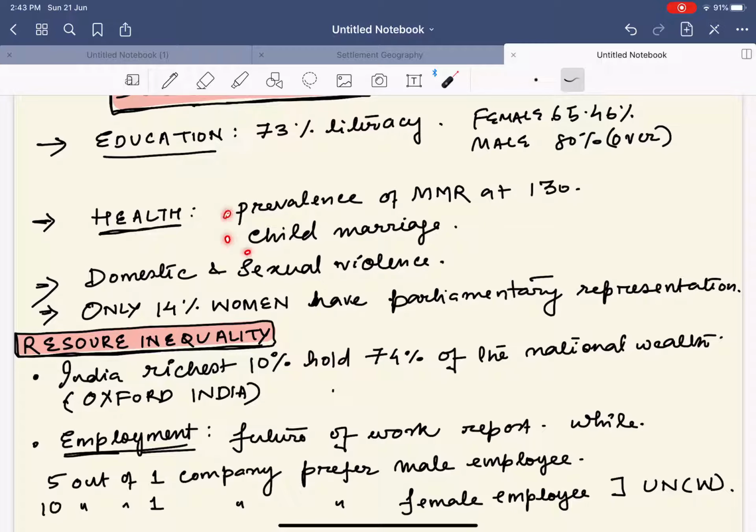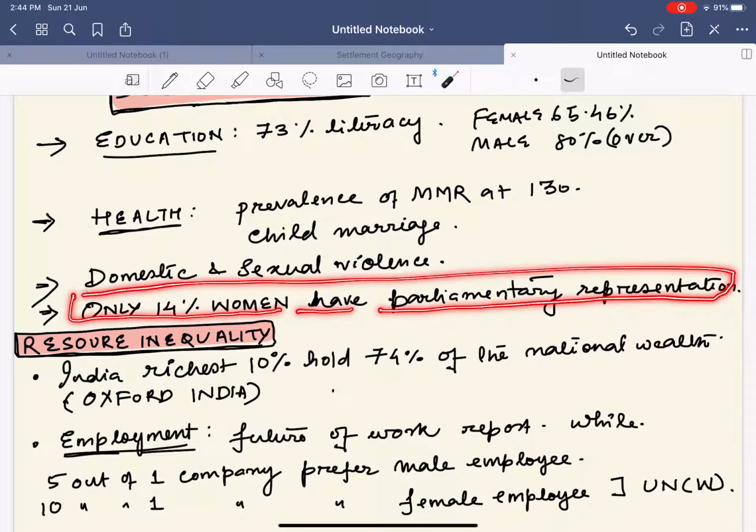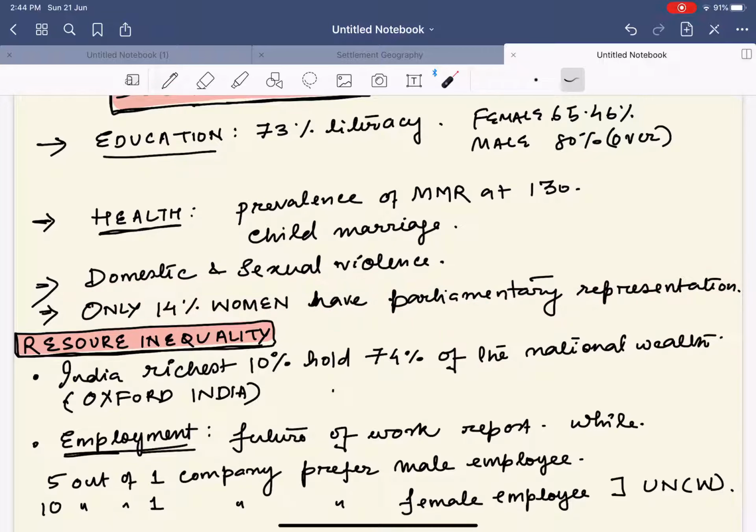Similarly, there is prevalence of child marriage. And who is the biggest sufferer of this child marriage? It is none other than your females. They are the biggest sufferers of child marriage when compared to their male counterparts. Next, domestic and sexual violence that prevails against them. Last but not least, only 14% of women have parliamentary representation. This is an important thing. See, for a country of 120 crore people, we have 14% women in the parliament, which shows that women are underrepresented.